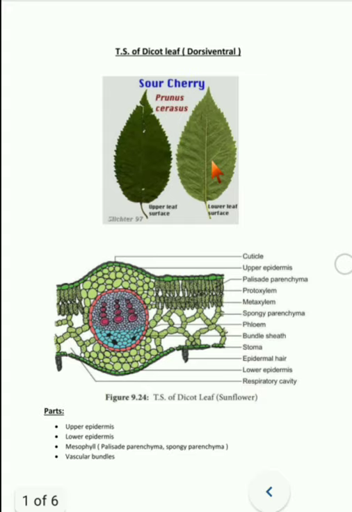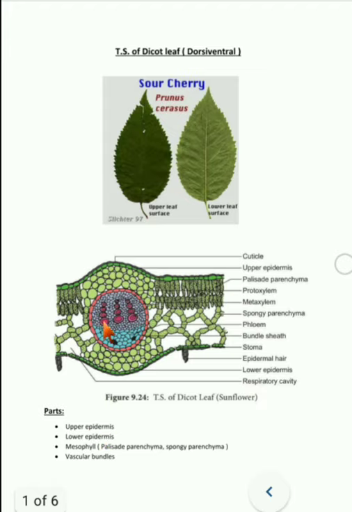As far as stomata is concerned, very less stomata can be seen in the dorsal surface, whereas a lot of stomata is seen in the ventral surface. So the dorsal and ventral surfaces of the leaves are different, so it is called as dorsiventral leaf. First we will move on with the important parts of the dicot leaf.